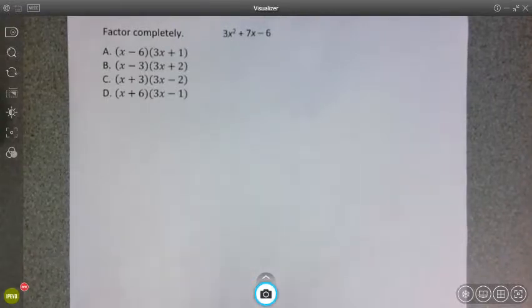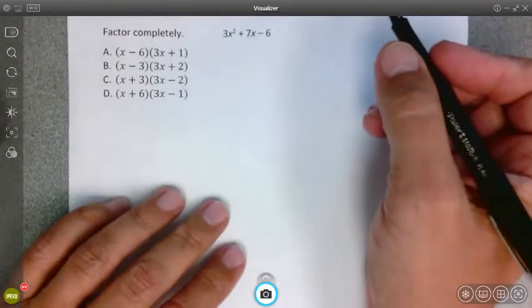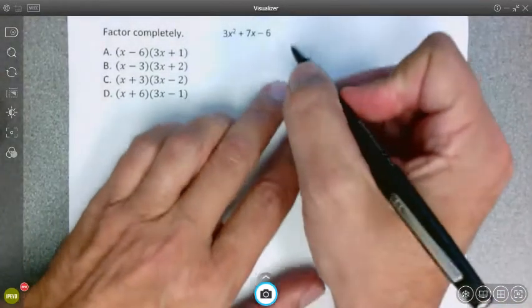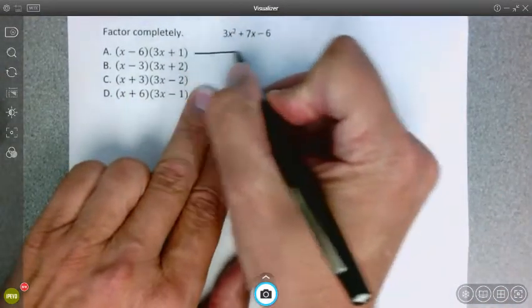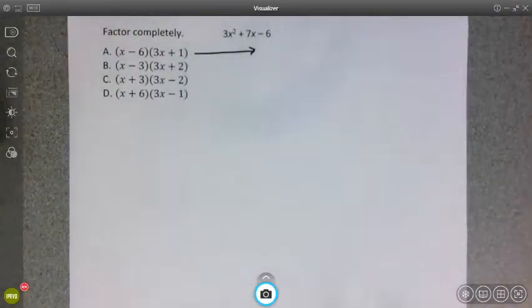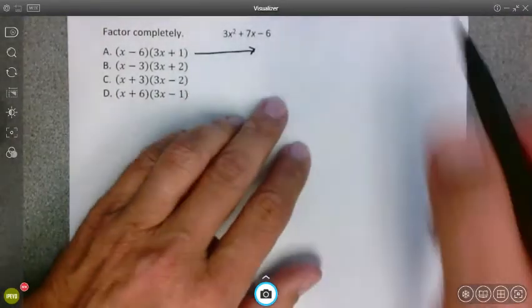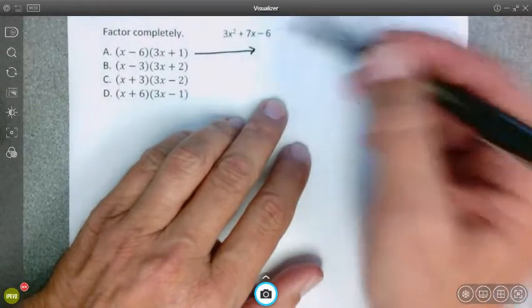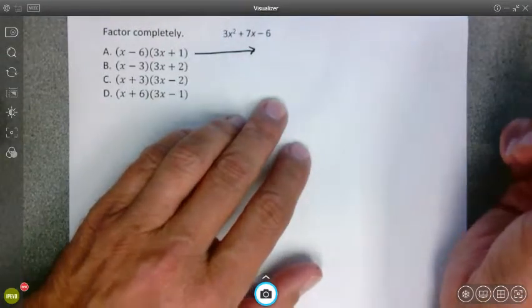I'm going to use this graphical method of showing the multiplication. So I'm going to try answer A first. Let's try that one to see whether x minus 6 times 3x plus 1 is equal to our original expression that we were asked to factor.